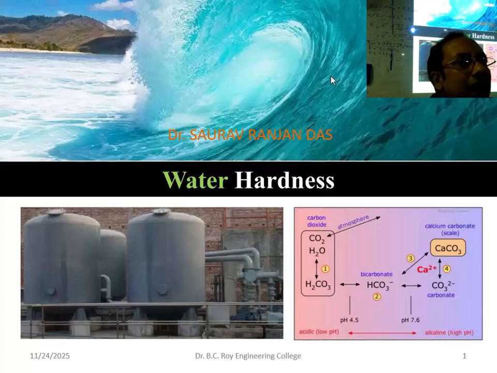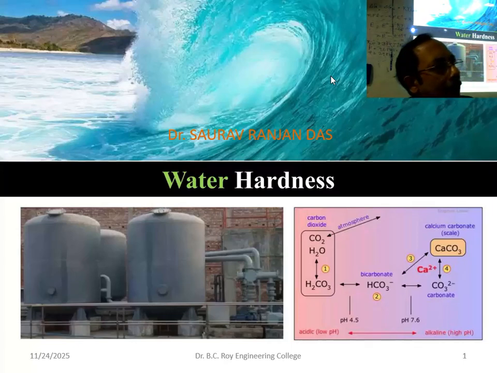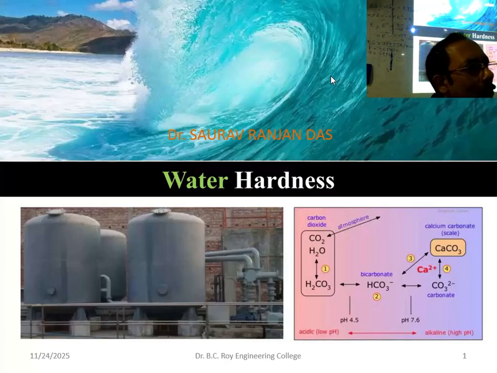And particularly calcium and magnesium ions are responsible for hardness. Iron, aluminium may also contribute, but calcium and magnesium are considered the major ones for hardness. Now there are two types of hardness. Hardness again we can classify into two categories.